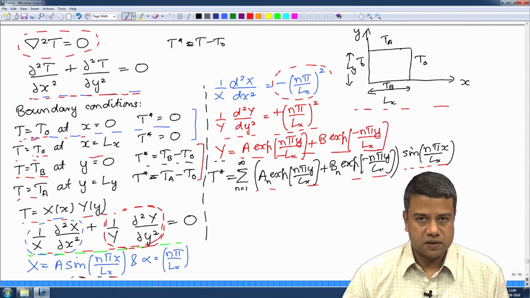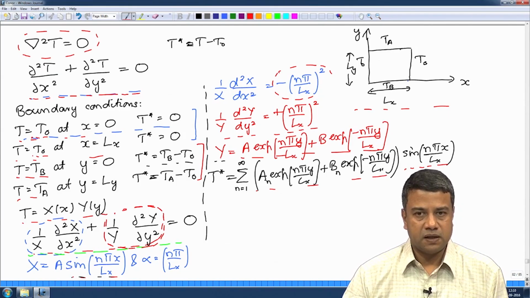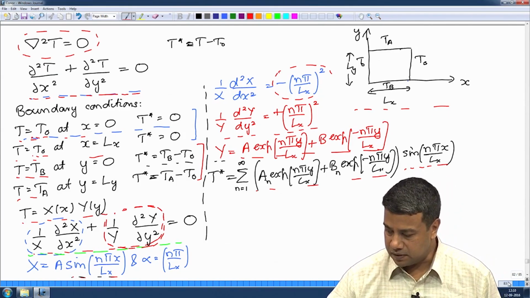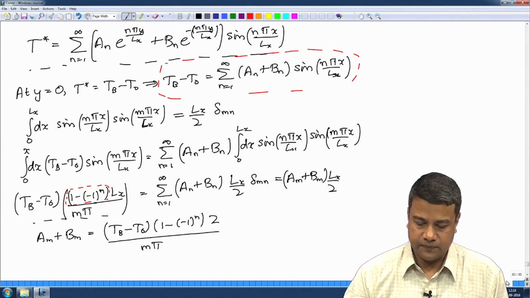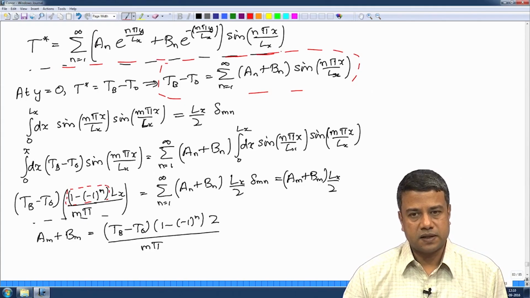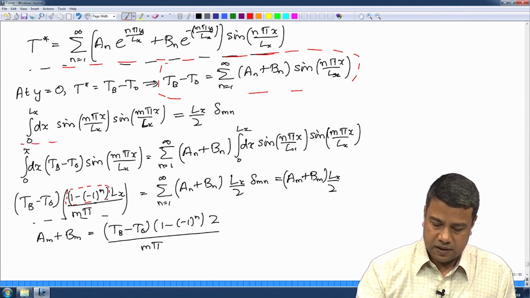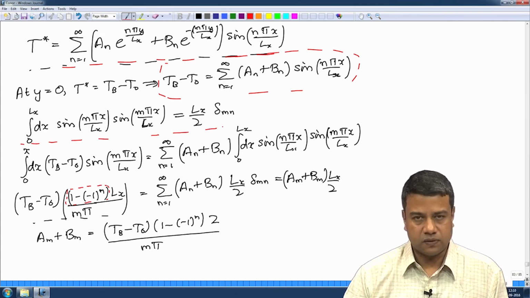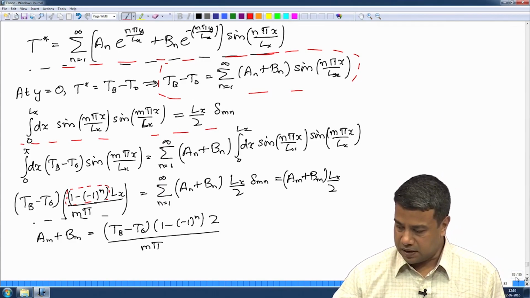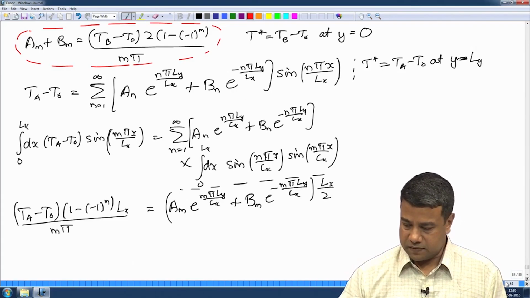So, the most general solution is one where I sum the solutions for each value of n, multiply them by constants. These constants are determined from the orthogonality relations. So, this is the general solution that I have. It is sinusoidal in the x direction because that is the homogeneous direction, and it has exponentials in the y direction. And I can use the orthogonality relation in order to find out what those constants are. And I get two equations for the two constants.